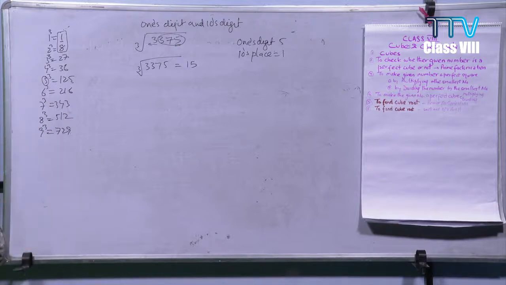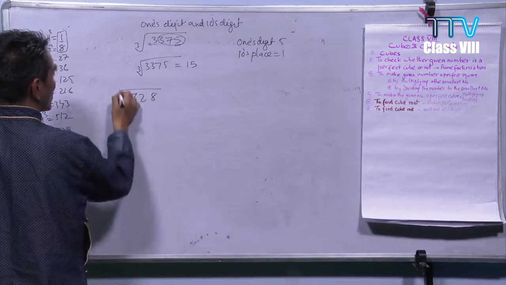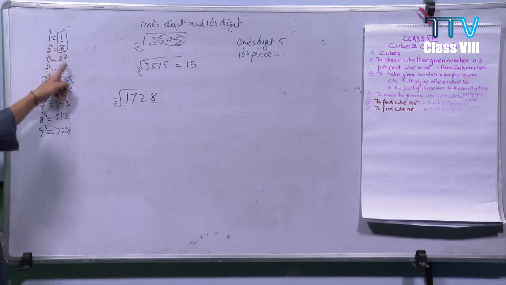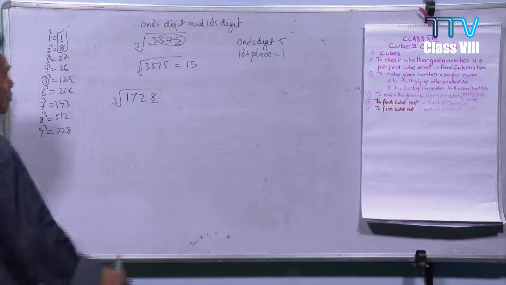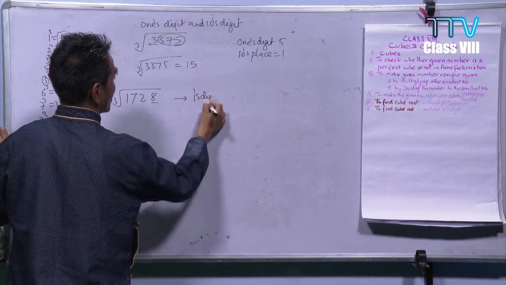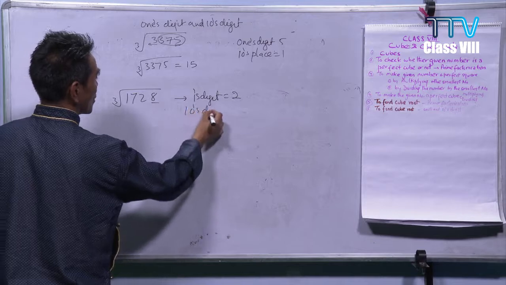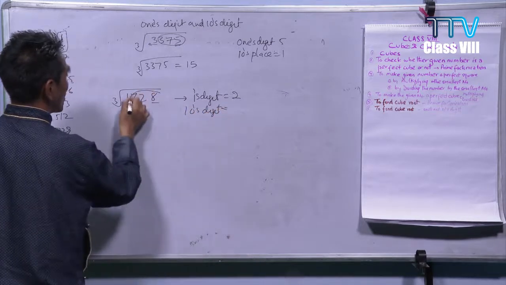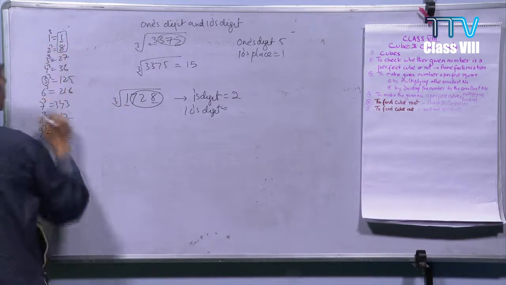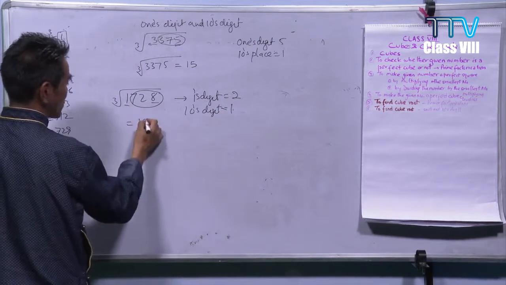Cube root of 1728. The unit place is 8, so the cube ending in 8 comes from a number with unit place 2. Remember, the correct cube is a 1 digit number. The 10th digit is 1. Therefore, this is equal to 10th place and unit place.